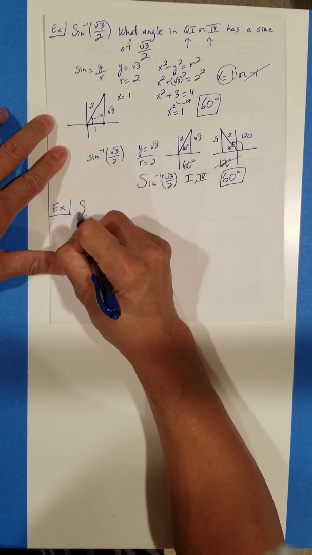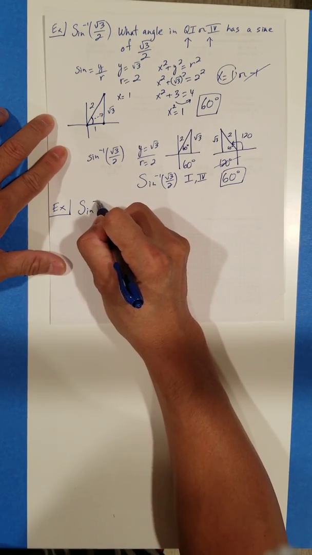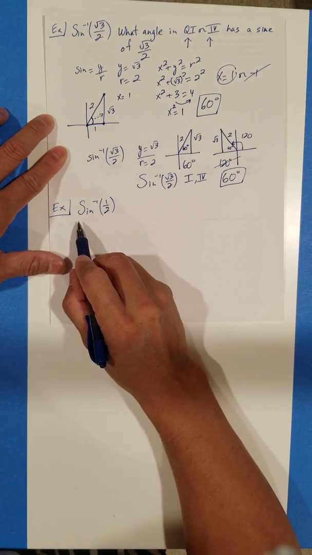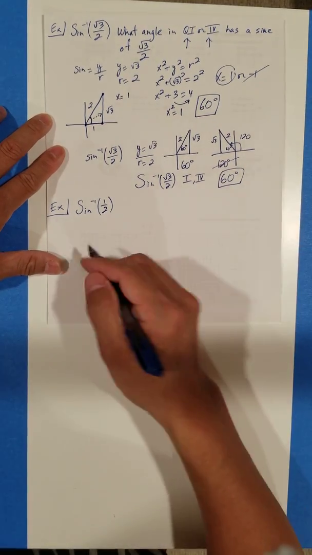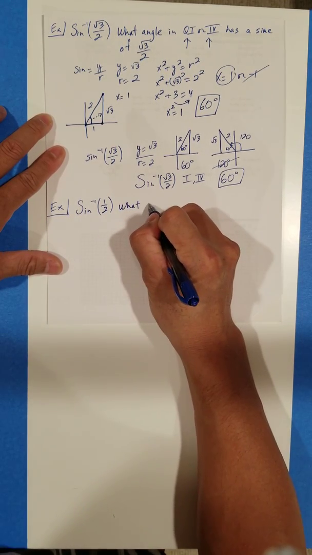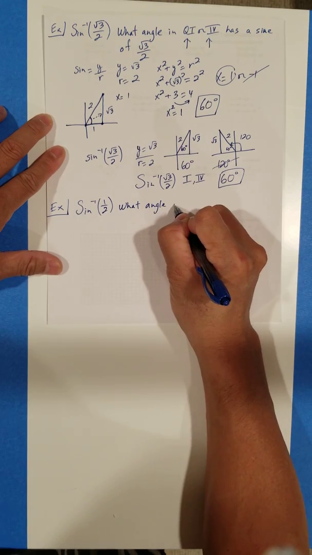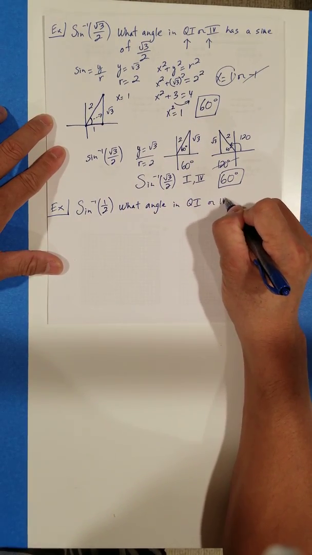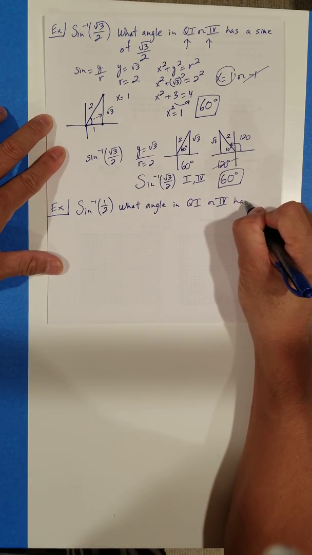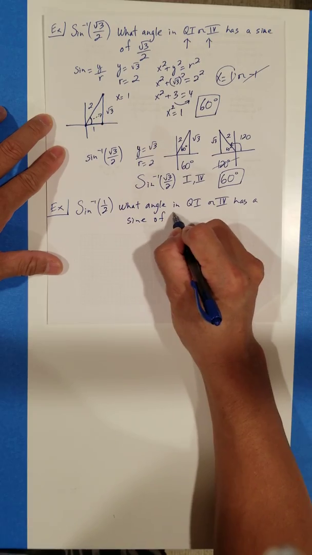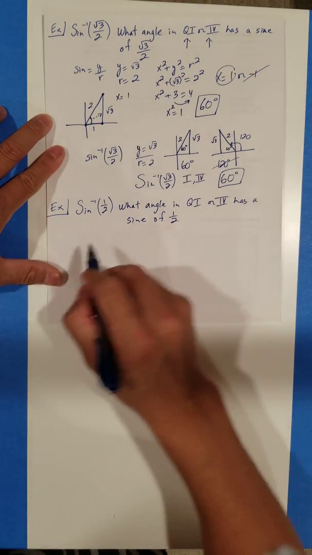Again, we're going to do principal value inverse of 1/2. Okay, you only have principal value when you're looking for an angle. So here's what it's saying. What angle in Q1 or 4 has a sine of 1/2? Okay, so that's all that is.